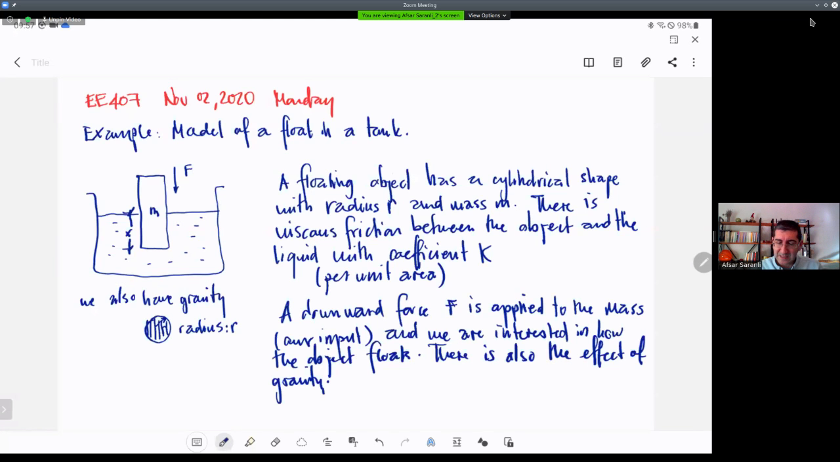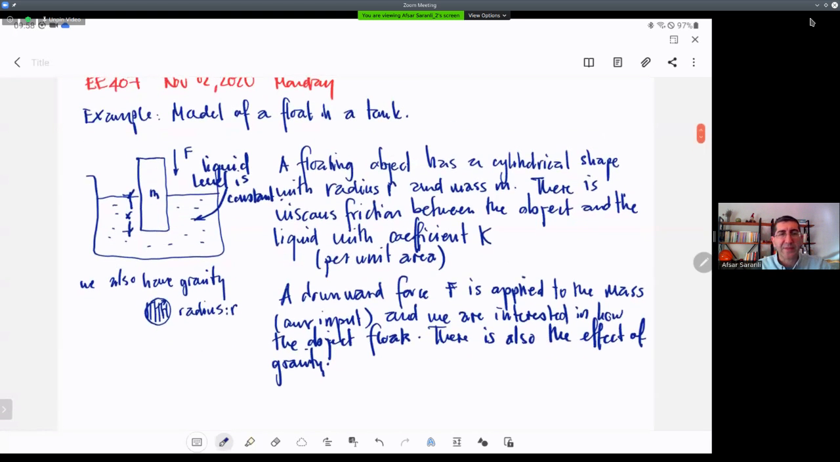And also we have the assumption that the liquid level is constant. Okay? So there is no change in the liquid level. Okay. So are there any questions related with the model that we have just laid out? So you see the surface, at least the, sorry, yes.